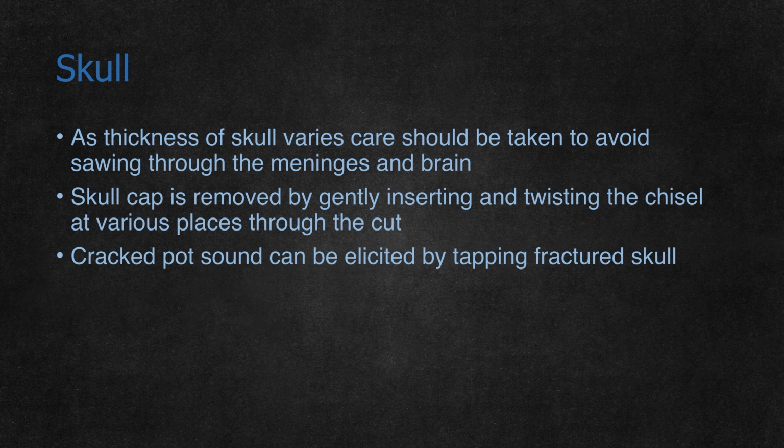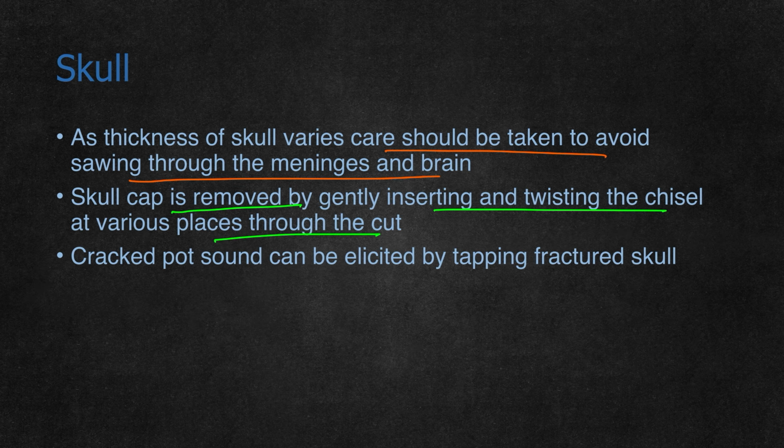As the thickness of the skull varies, care should be taken to avoid sawing through the meninges and brain. Sawing takes a little patience, and whenever the resistance is less, the saw is stopped, because the skull is thinner in the temporal region and thicker in the frontal. The skull cap is removed gently by inserting and twisting the chisel at various places through the cut. To detect a fractured skull, a cracked pot sound can be elicited by tapping the skull.